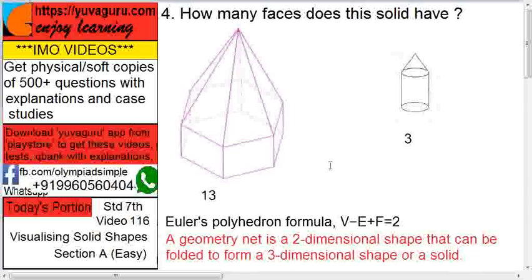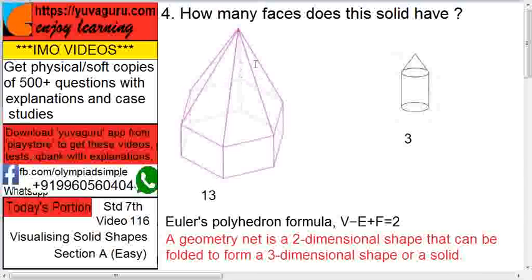Vertices, how many over here? See, vertices means these points. There are 6 points at the top, 6 points at the bottom, and 1 point over here. So 13 points. 13 minus edges. Edges means these cutting parts, where it gets cut, means this line, all these lines. How many edges? So vertices 13.